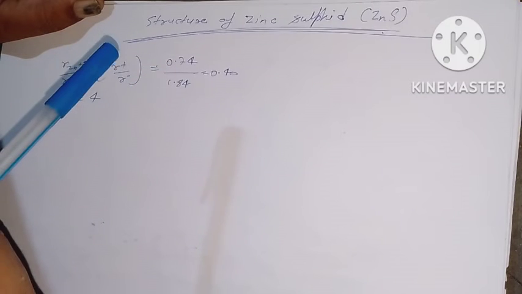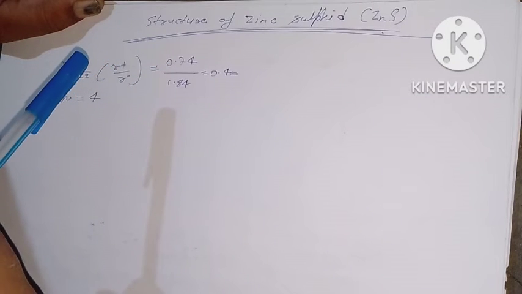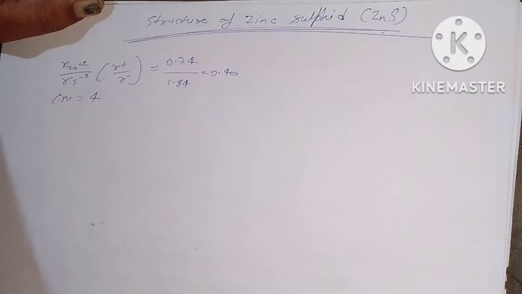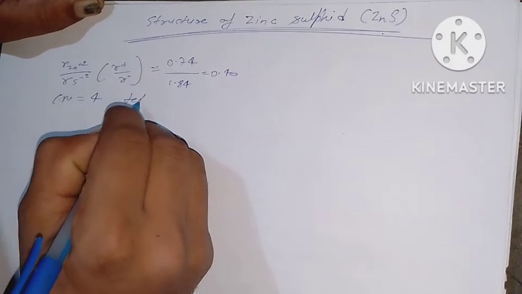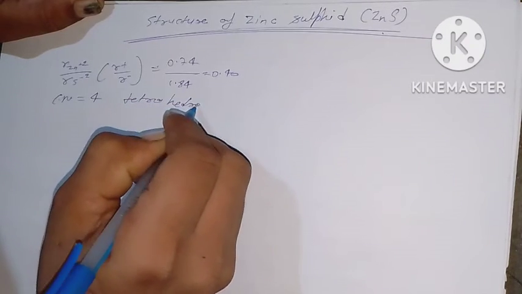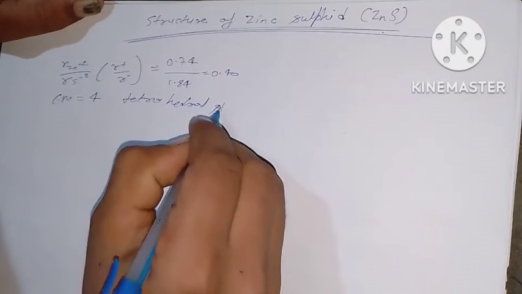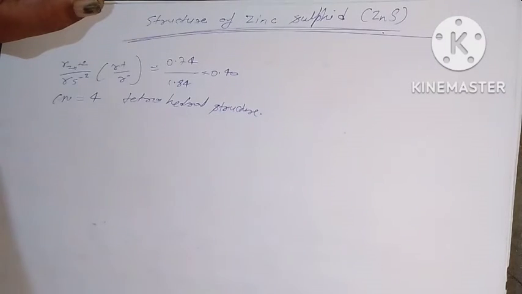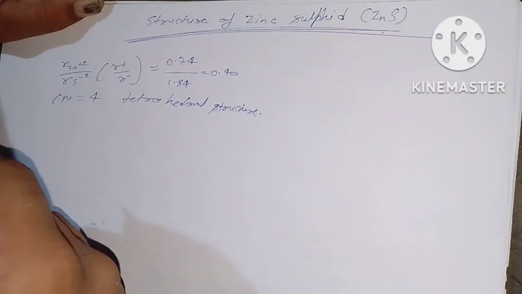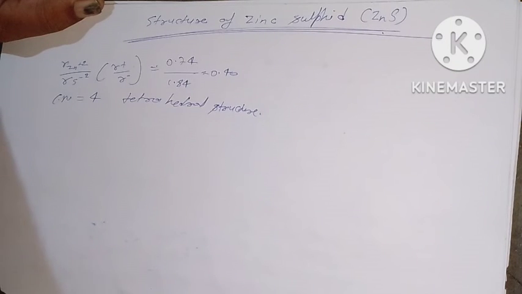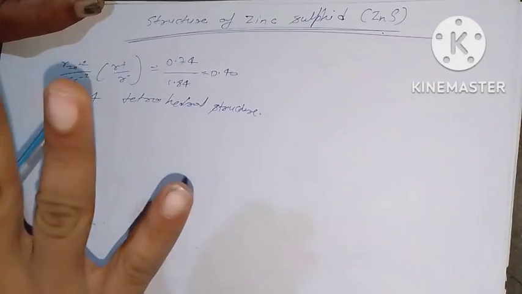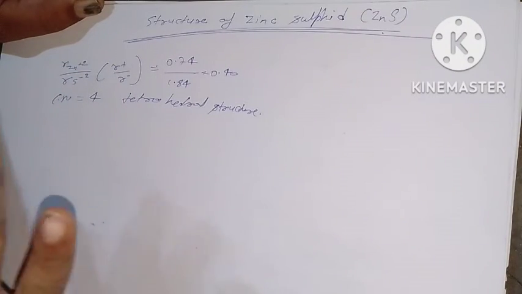In ZnS, the radius ratio is 0.74 upon 1.80, that is 0.40. The radius ratio value reveals that the coordination number is 4 and it has a tetrahedral structure. Each zinc positive ion is surrounded by 4 sulfur negative ions, and similarly, each sulfur negative ion is also surrounded by 4 zinc positive ions.